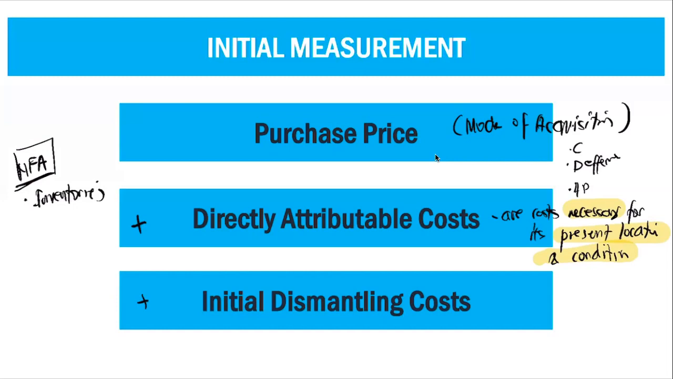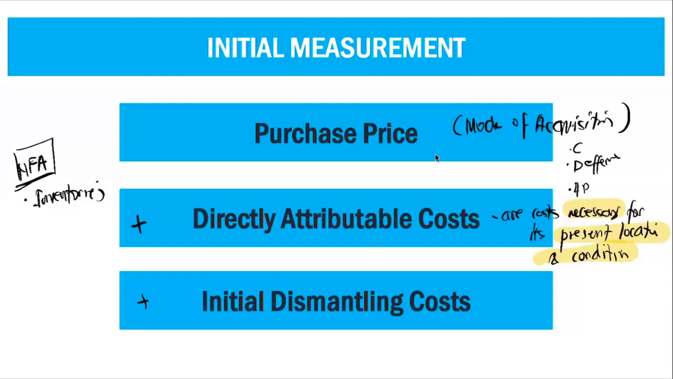So for example, you have a machine. So that that machine can properly work, you need a cooling system. So is that cooling system necessary for the condition of that property? Yes. Kasi nga, without that cooling system, that property cannot work. Kasi nga sabi natin kanina, ang premise natin, that machine can only work with a cooling system. So you need a cooling system. So that attributable cost is necessary for the present location and condition of that asset.